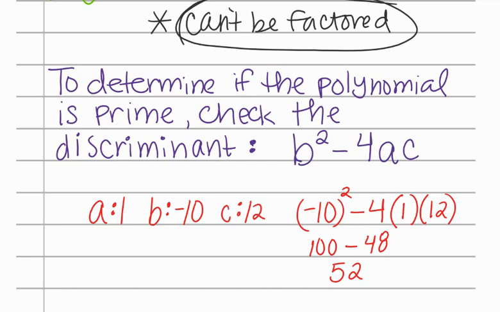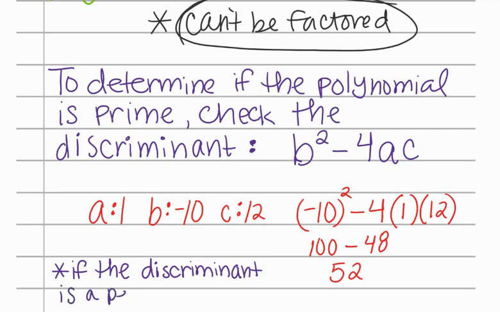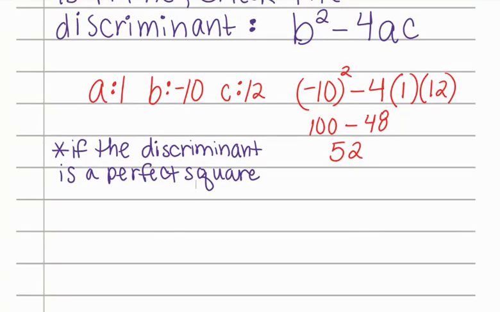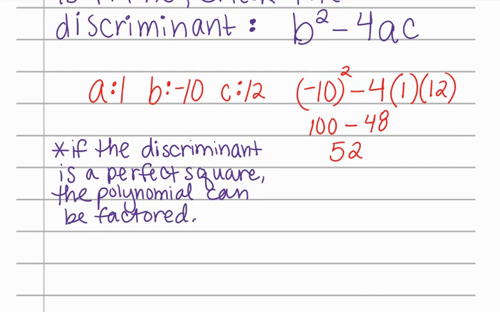Now, if the discriminant is a perfect square, the polynomial can be factored. In this case, 52 is not a perfect square.